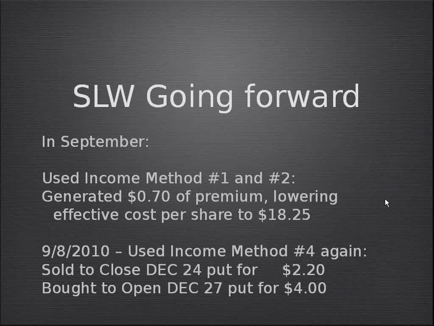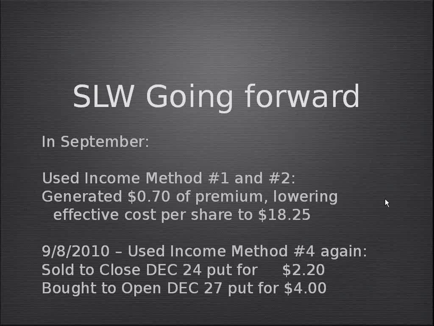Well, can we do it again? Absolutely. In September, we did income methods number 1 and 2. We did income method number 1 again, but we bought to close the calls. The stock started to move up, but we were still able to keep 70 cents of premium. This lowered the effective cost per share of the entire position to $18.25.